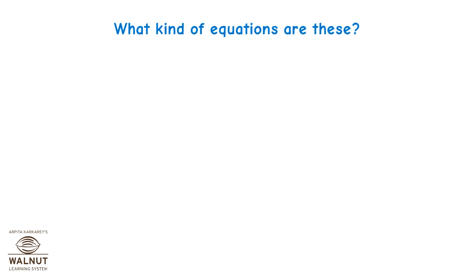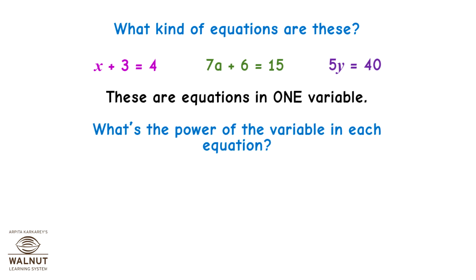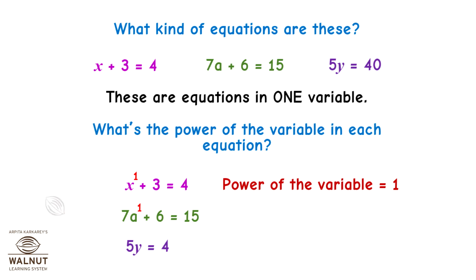What kind of equations are these? x plus 3 is equal to 4, 7a plus 6 is equal to 15, 5y is equal to 40. These are equations in one variable. What's the power of the variable in each equation? x plus 3 is equal to 4, 7a plus 6 is equal to 15, 5y is equal to 40. In every equation, the power of the variable is equal to 1.